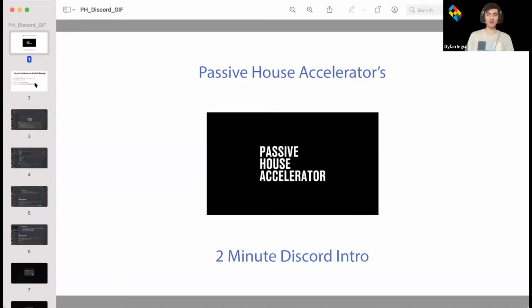At Passive House Accelerator, we are going to be launching a Discord server. For those who don't know what Discord is, it's basically like your stereotypical Slack or chat room, Facebook group, whatever you want, Microsoft Teams. It's very similar. It has a bunch of different chat rooms, a bunch of different things you can do.